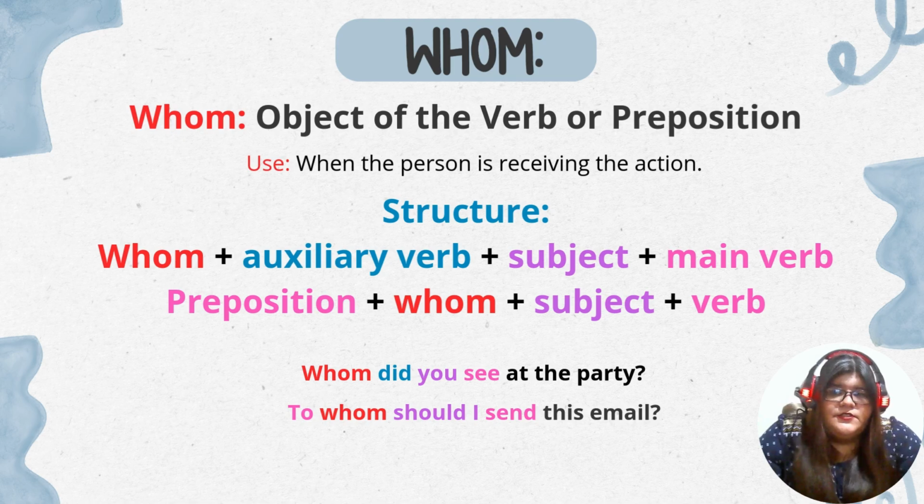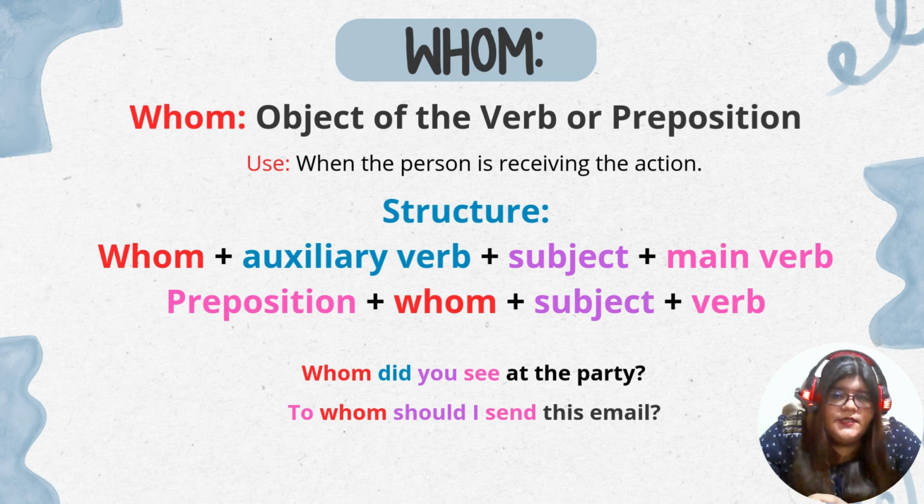We have the structure: whom plus the auxiliary verb plus the subject plus the main verb, or the preposition plus whom plus the subject or verb. If you see here, we have two different structures. For example, here, whom is at the beginning, and in the second one, we have the preposition first and then whom, right? So be careful with that. We have two totally different structures.